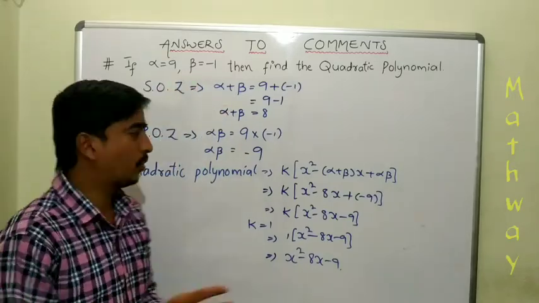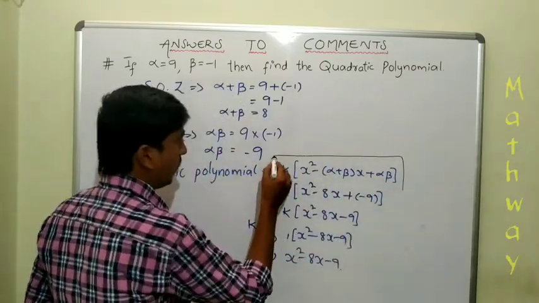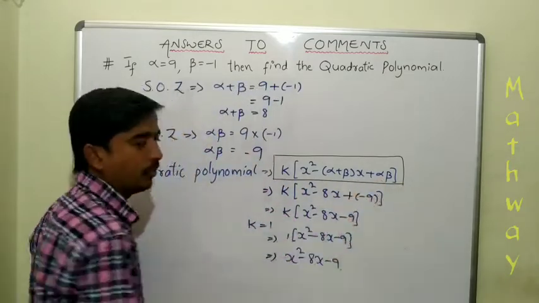So remember one point, to find the quadratic polynomial, we have to use this k of x square minus alpha plus beta into x plus alpha into beta.